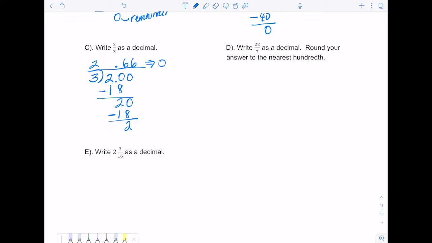So to show that, I'm just going to put 0.6 and then we put a bar above it to show that that number just keeps repeating. So you're telling someone you're just going to keep getting 6 over and over. At that point, you can just stop because you'd be there all day trying to work it out.